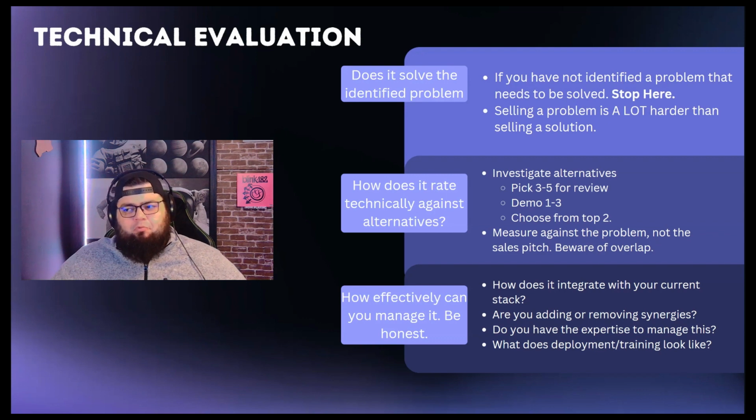So, step one is if you have not identified the problem and you have not identified who has that problem and who you're solving it for, stop already. Stop evaluating the tool, put it away, or at least don't call it product development. Just call it checking out cool shit. Like that's okay too. Sometimes I take vendor calls because I want to check out cool shit.